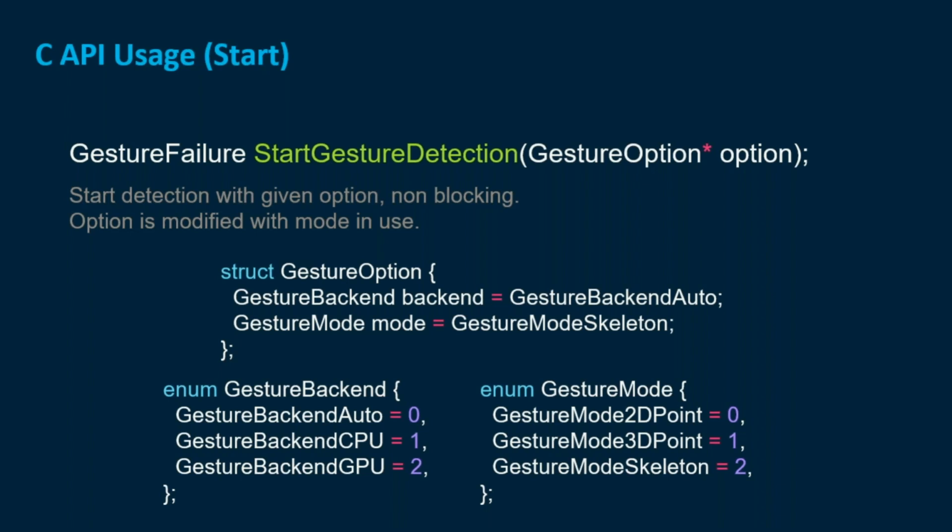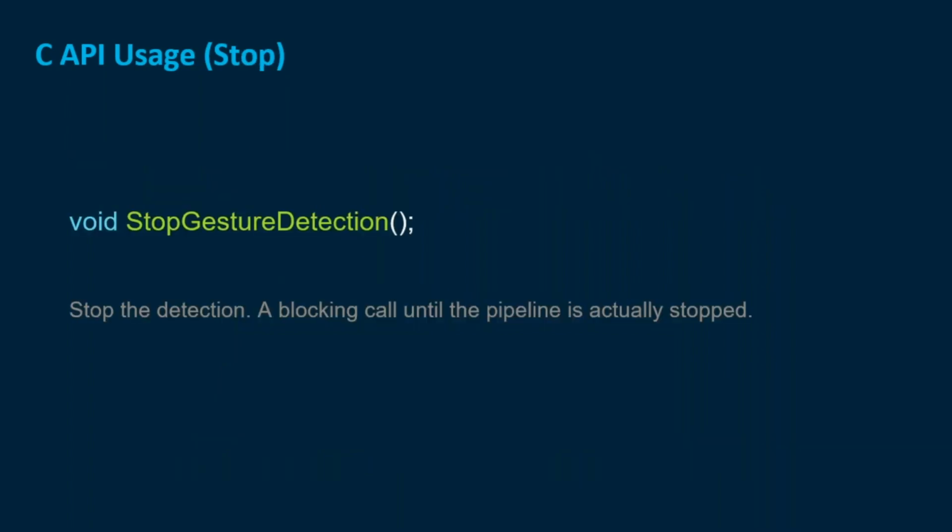And you're going to find that many other implementations of hand tracking will also have similar core usages: start the engine, stop the engine, get gesture data. When you start the gesture detection, you'll need to specify what the backend processor is going to be, whether it's the GPU, CPU, or if you want it to automatically detect the best one to use. Also, you have the gesture modes I mentioned earlier, whether it's 2D point, 3D point, or the skeleton mode. And of course, you can always stop the gesture engine.